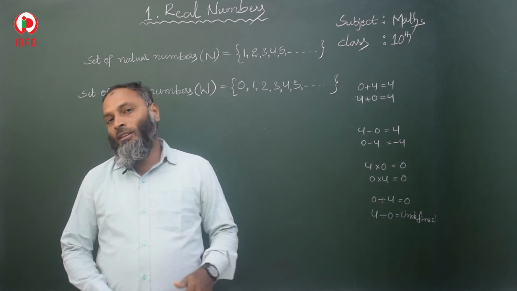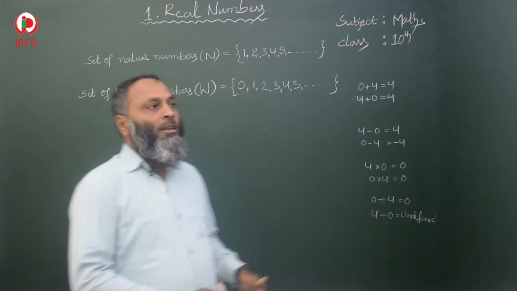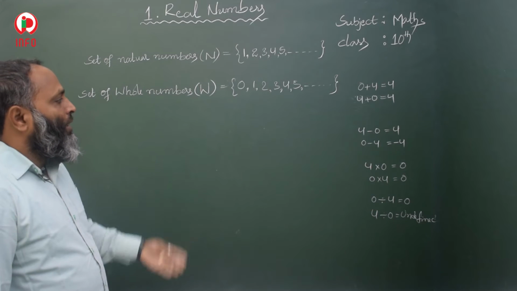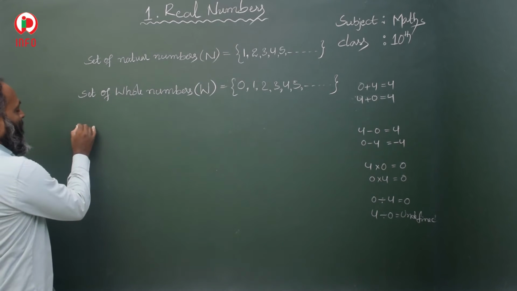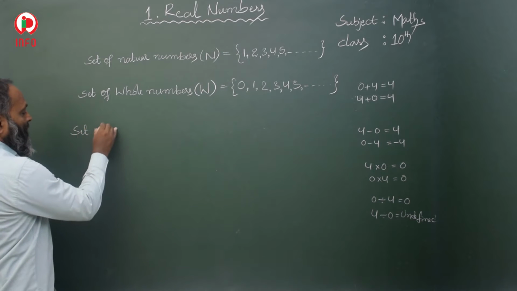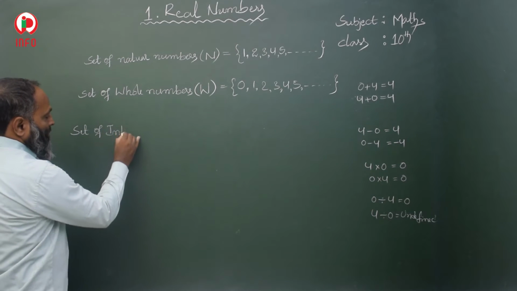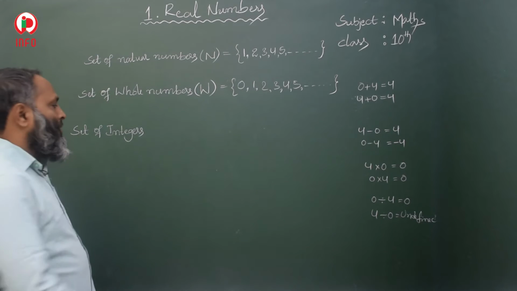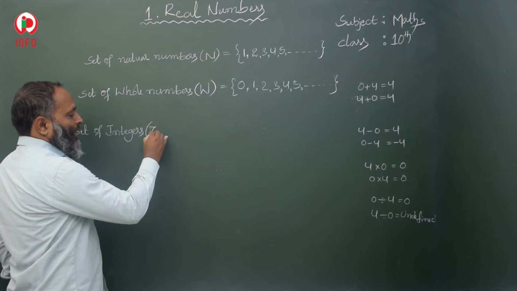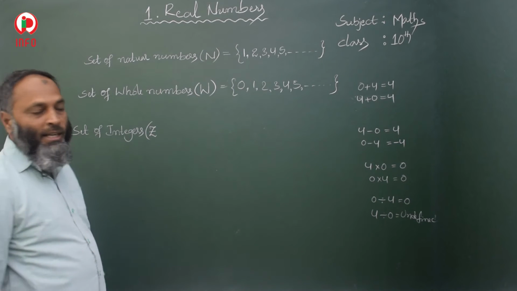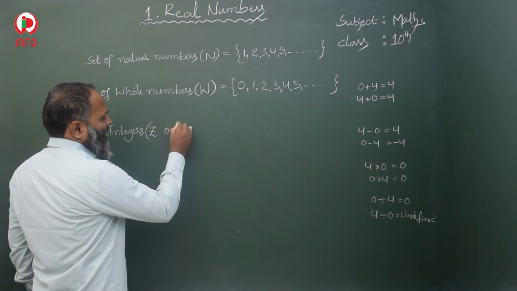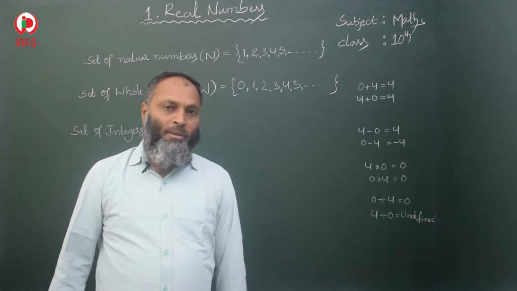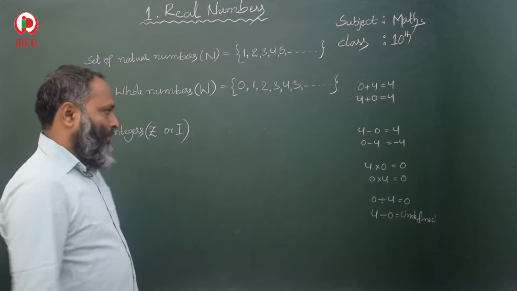Okay. So this we learned in our previous classes. The number system, that is the set of whole numbers. Then after that, the set of integers. The set of integers is represented with capital Z or capital I, any one letter. Capital Z or capital I.